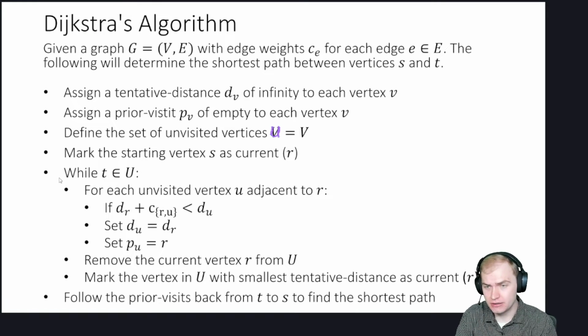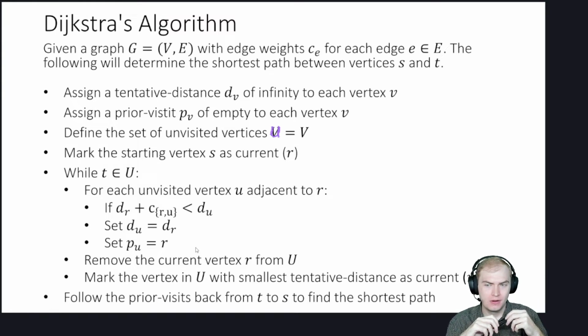Then, for every unvisited vertex adjacent to R, our current vertex, we want to decide: is it faster to go from the start to our current vertex and then to U, or is it faster to go the direction that we already identified earlier? We'll do an example of this, and I'll explain what all of this jargon is in an example setting.